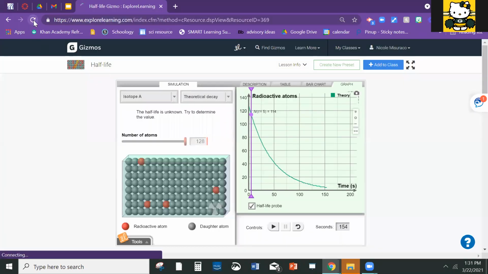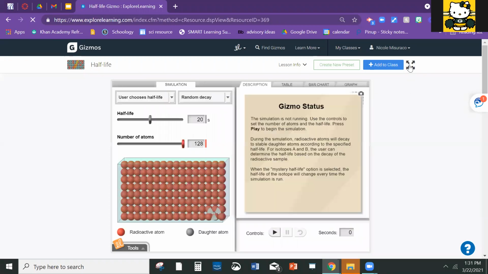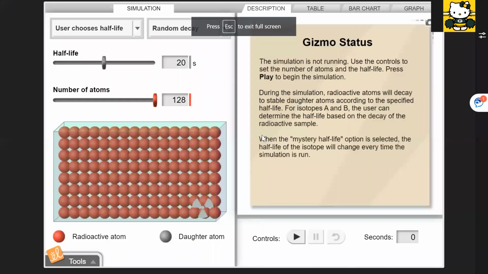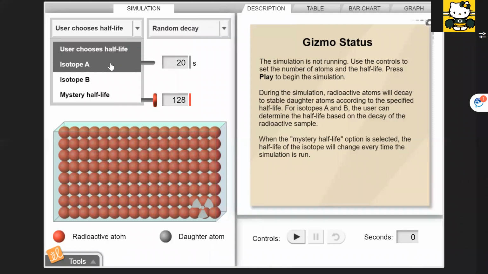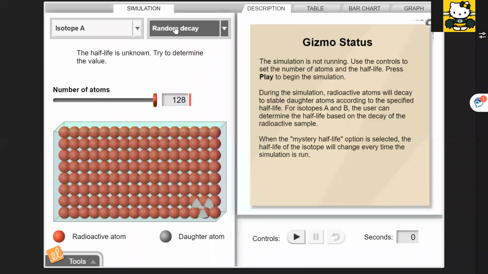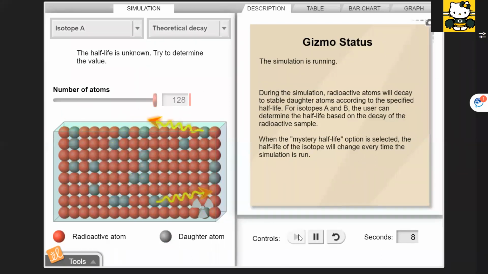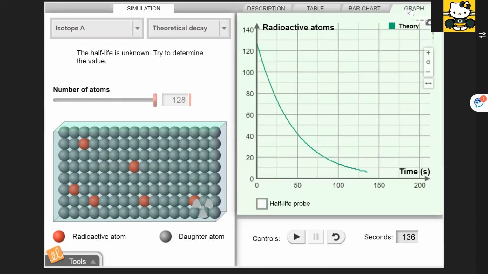I'm going to hit reset here, and I'm going to make this larger. For this section of the gizmo, you were supposed to select isotope A, select theoretical, and let it run. So you let it run. That's probably good. Then you were supposed to look at the graph and just eyeball at first what you thought the half-life was.